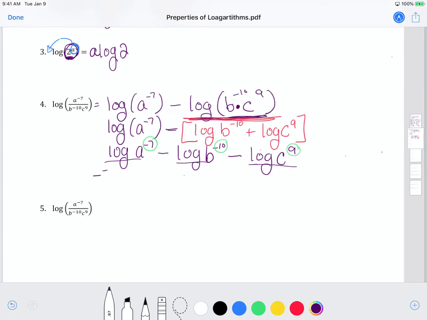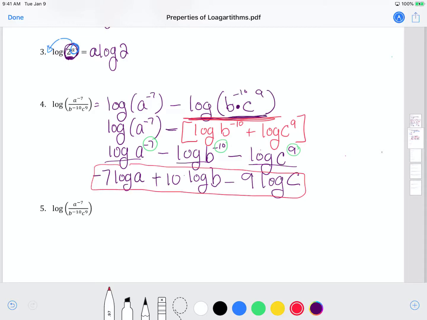So this is going to be negative 7 log A. So the minus and the minus make that a plus 10 log B. And then I have minus 9 log C. So this will be my final answer. So this one was a little bit tricky because there were multiple steps and there were a couple places that you had to take into consideration that you had double negatives. But just take your time and follow the rules and you'll be good.